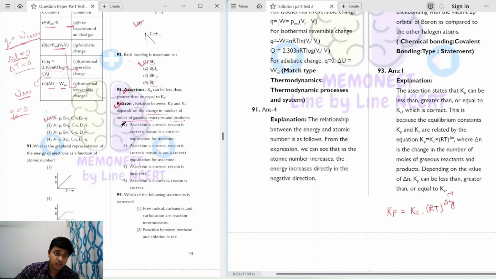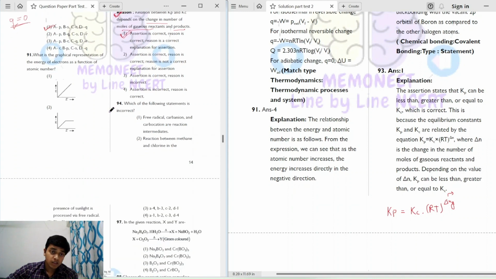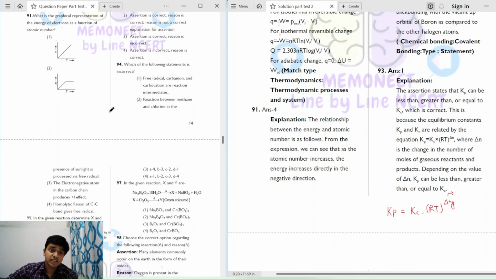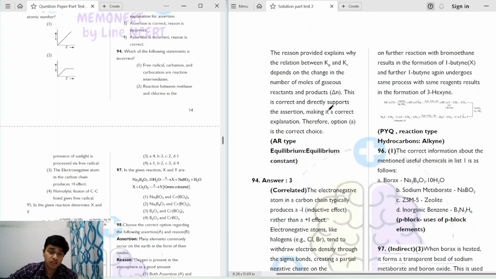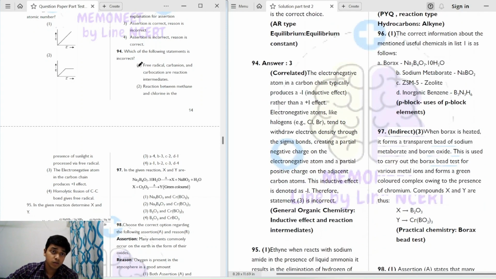So we'll go with option 1, which is assertion is correct, reason is correct, and the reason is a correct explanation for the assertion. Moving on to the next question. The question says, which of the following statements is incorrect? Okay, so we have been given 4 different statements, and we have to tell which of the following statements will be incorrect.